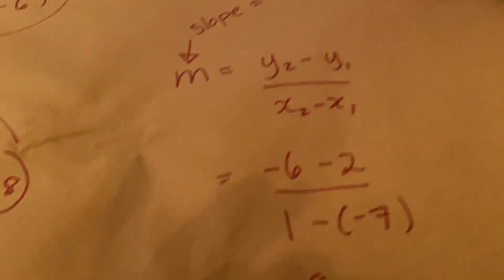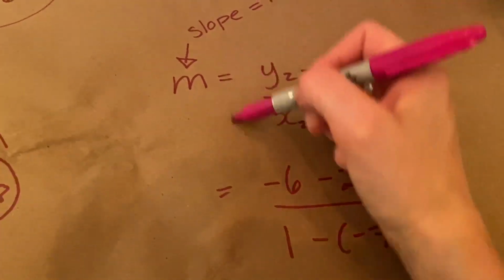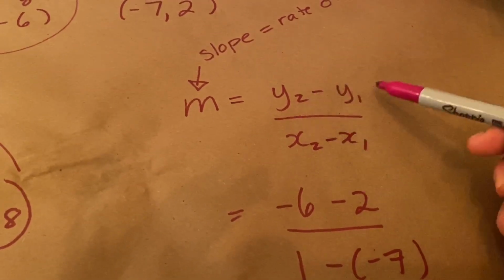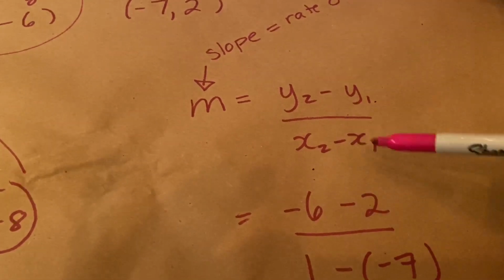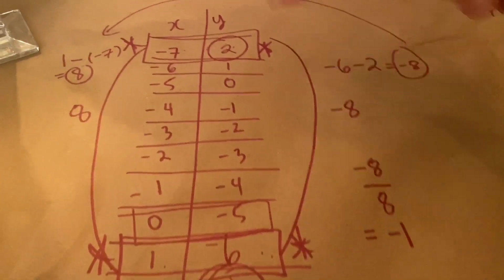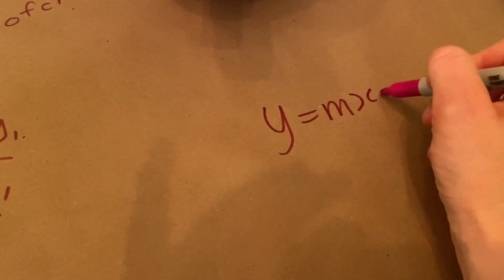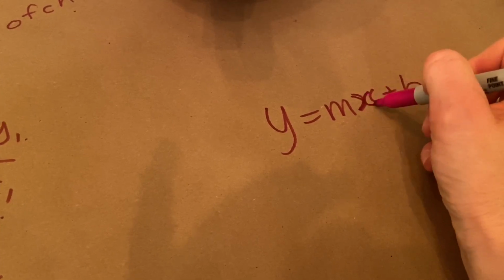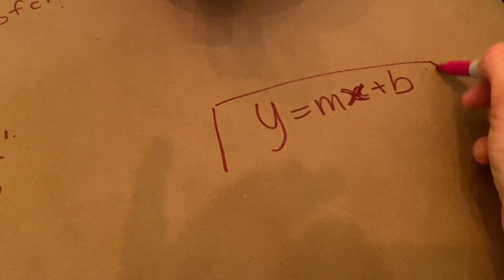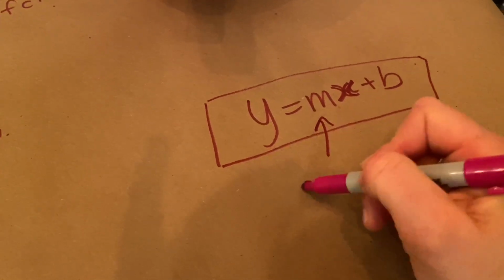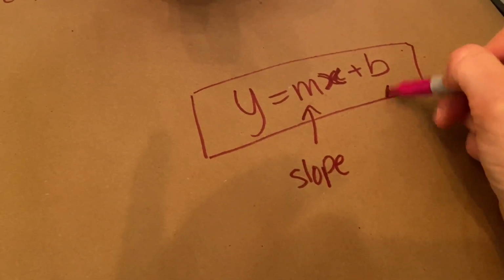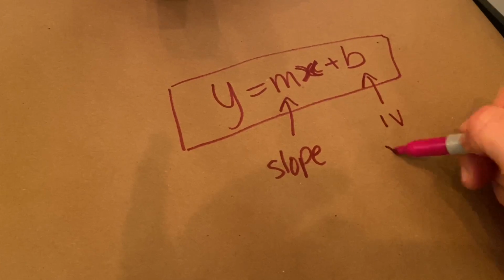So let's look at the steps. Step 1 is to use this new equation for finding slope, where you take your second y minus your first y, and your second x minus your first x, and then you divide, which is the same thing we did with our table of values. We found this difference, and then we divided. Once you find your slope, you're going to use this new equation: y is equal to mx plus b. In this equation, my m is my slope, and my b is my initial value, or the y-intercept.